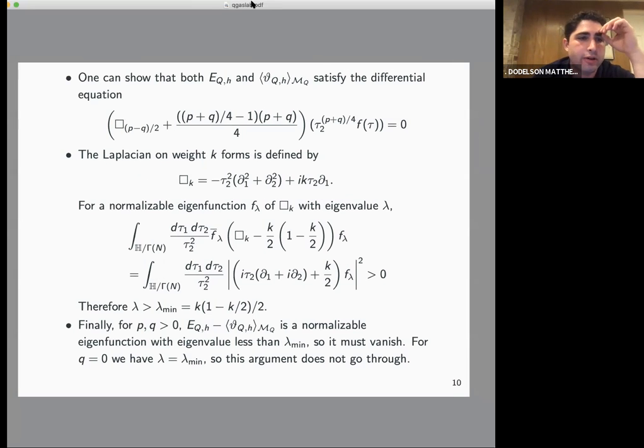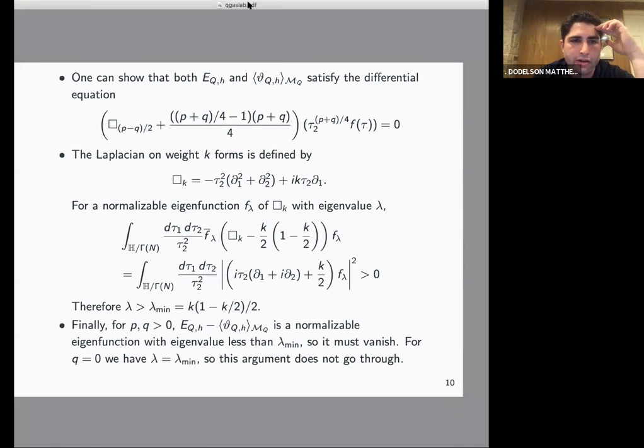Okay, so the next step is to show that both of these functions satisfy the same differential equation. This can be done pretty easily, although I won't show the details here. They're both eigenfunctions of the Laplace operator with the same eigenvalue. So the Laplacian is defined by this formula: minus tau 2 squared times partial 1 squared plus partial 2 squared, plus this extra term proportional to k for a weight k form.